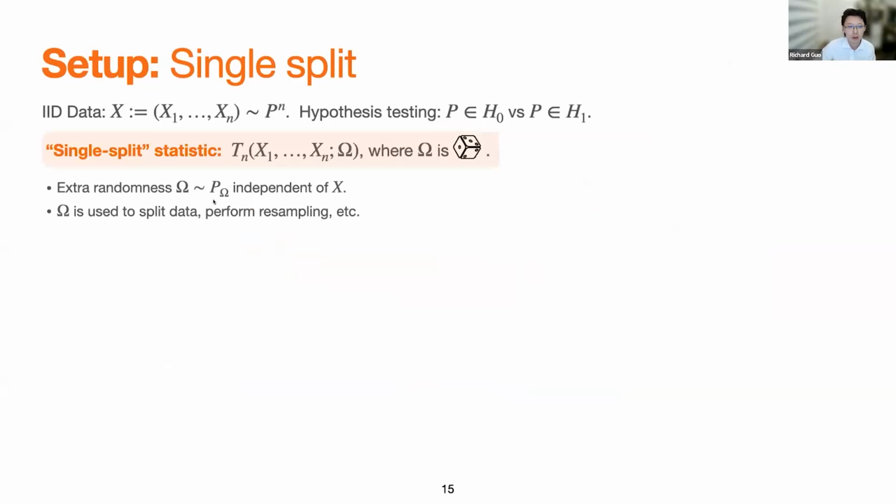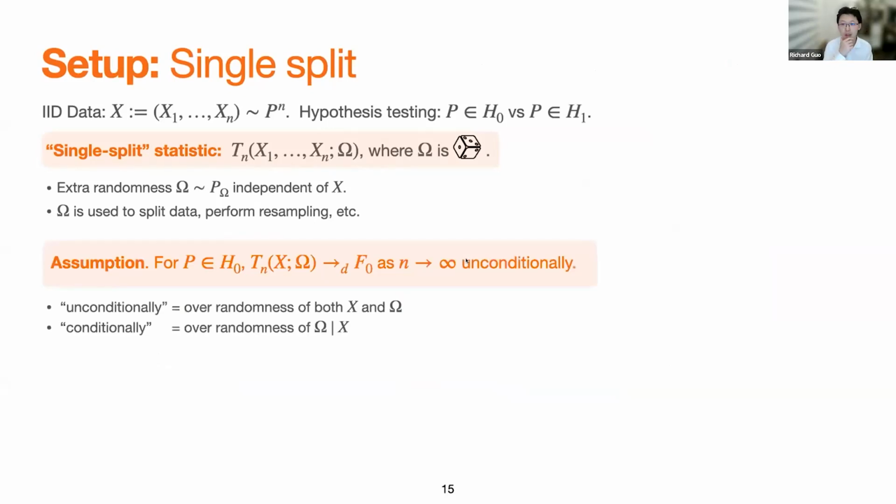For that purpose, I construct what I call the single split statistic, which is a randomized procedure that accepts input X1 through Xn and also this extra randomness omega. I make one assumption: the statistic is constructed such that under the null, it converges asymptotically to a null asymptotic distribution, F0. For example, it could be a standard normal if your statistic is a Z statistic, or uniform over the unit interval if your statistic is actually a p-value.